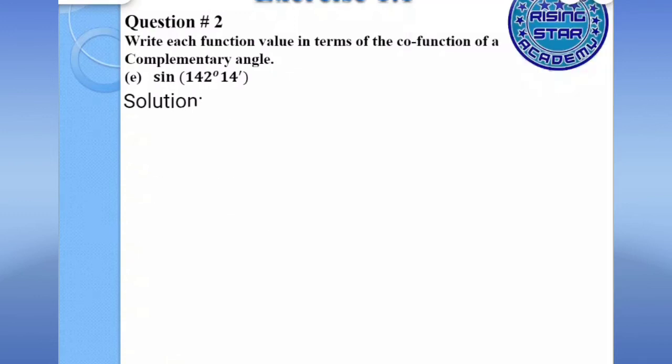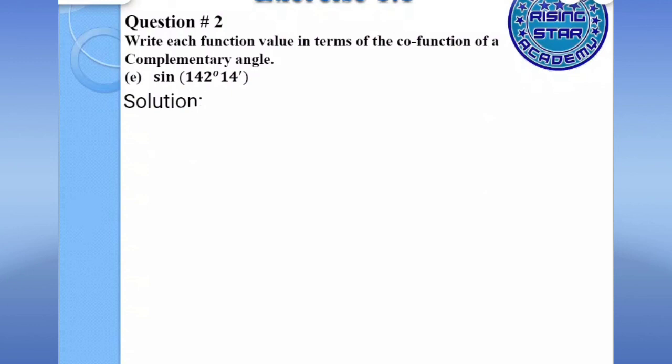Now we will solve part E. So you can see that the angle is given 142 degree and 14 minutes, but we are finding the co-function for the complementary angle, and complementary angle should be less than 90, or the sum would be 90. So we need to reduce this angle because this is not complementary. So what we are going to do, we will subtract 90 from the angle.